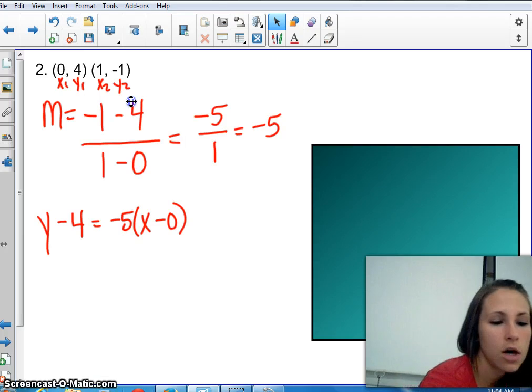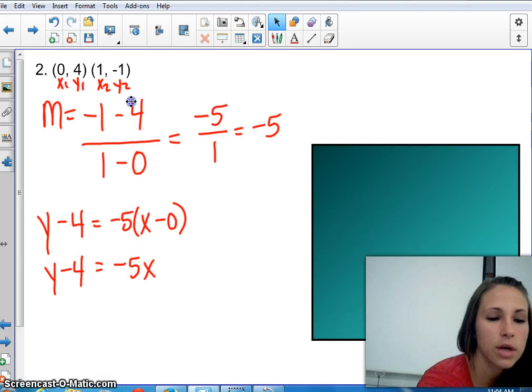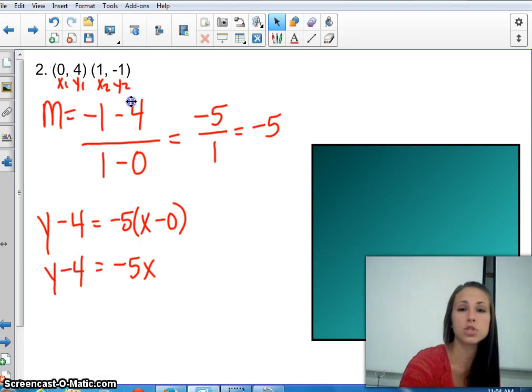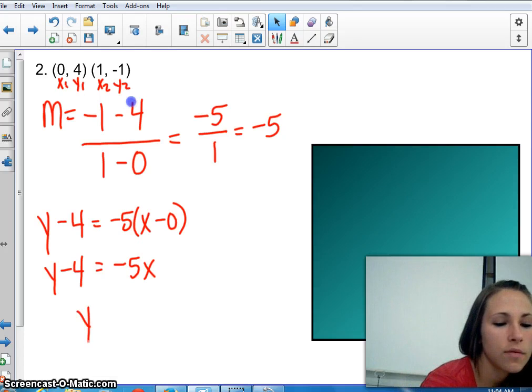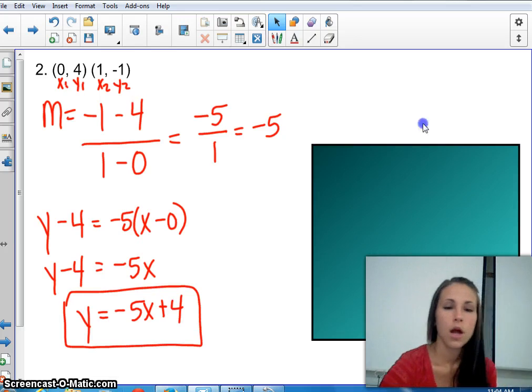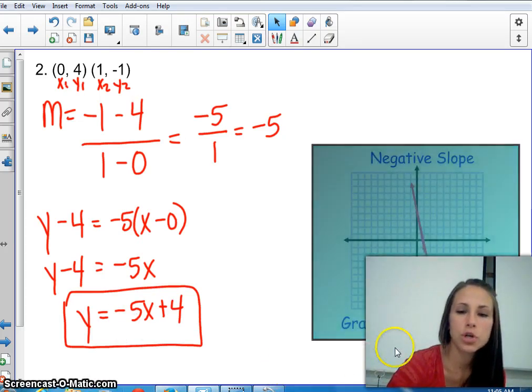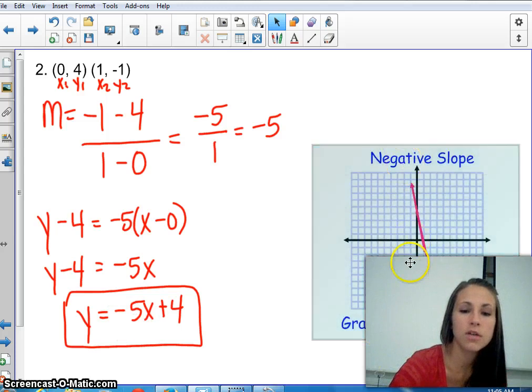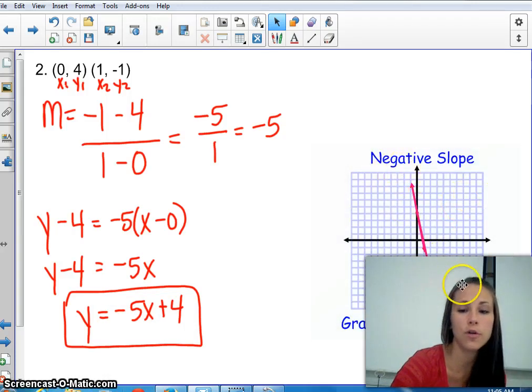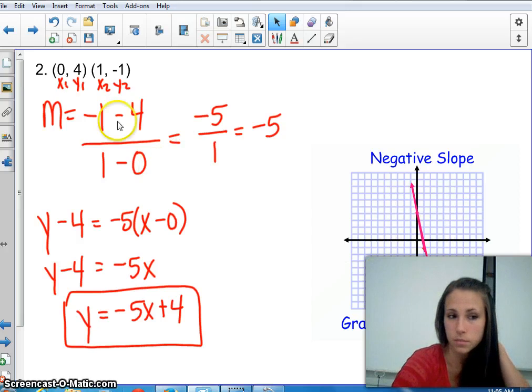And so when I solve or simplify this, y minus 4 is going to equal a negative 5x. When I distribute the 5 to the 0, that term's just going to go away. It's just going to be 0. So then all I have to do to solve is add the 4. So y equals a negative 5x plus 4. Since this slope is negative, I know that my line, instead of increasing with a positive slope, is going to fall with a negative slope. So my graph is going to decrease from left to right.